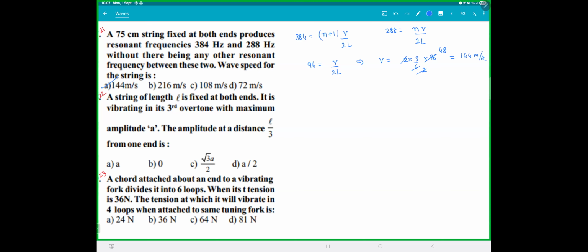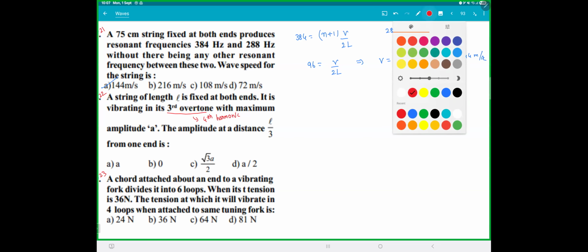A string of length L is fixed at both ends. It is vibrating in the third overtone, that is, the fourth harmonic. There are 4 loops, with the maximum amplitude being 2A. So here 2A is capital A, small a. The amplitude at a distance L from one end is asked.